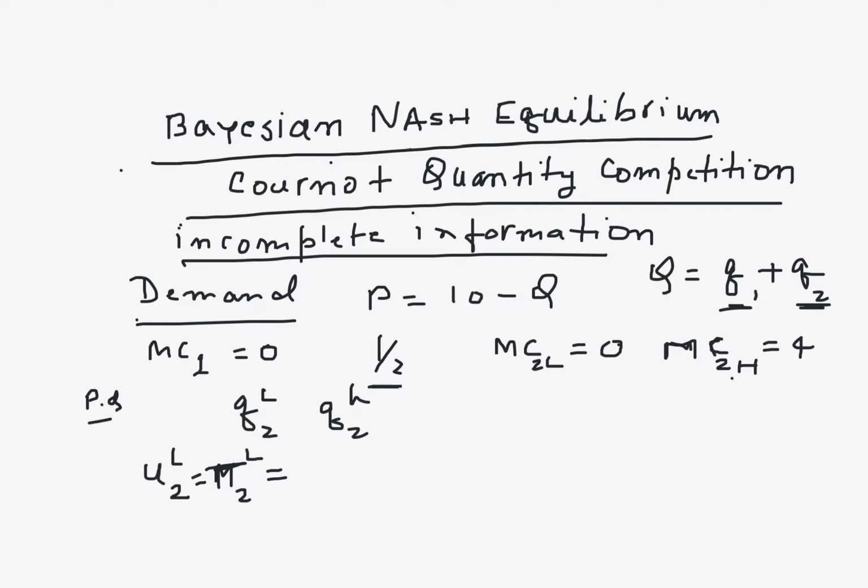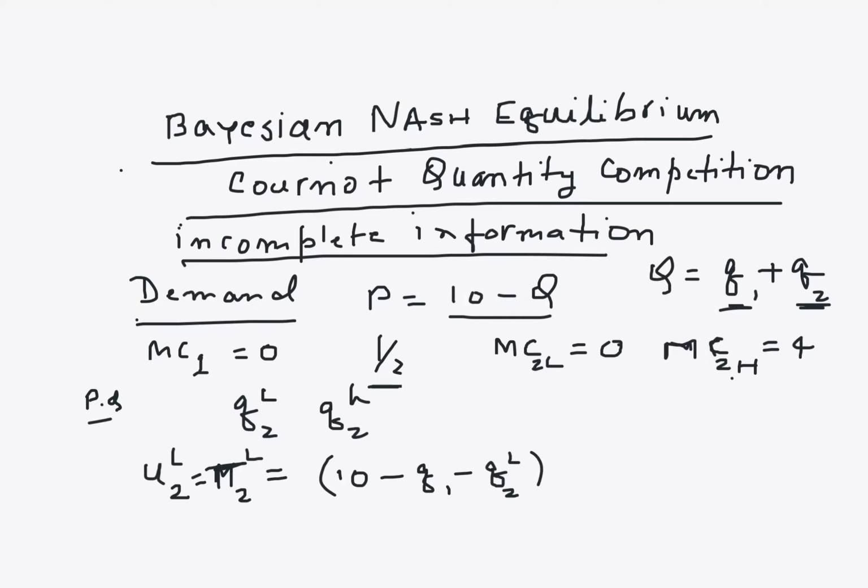So the price is given by 10 minus Q, where Q is the industry output, but now we are looking at two firms producing the industry output. So 10 minus output produced by firm 1 minus output produced by the low cost type of firm 2, Q2L. So this is the price. Q1 plus Q2L gives you the industry output, right? So we are subtracting from 10 minus Q, so it gets a negative sign here.